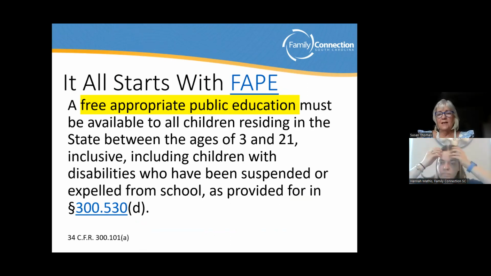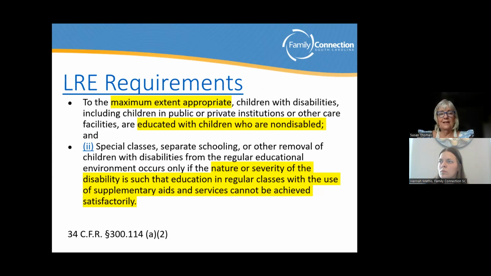And what the law says, and if you've been in special ed, you know this, but we have to make available to all children in our state between the ages of 3 and 21 a FAPE. We have to provide them with that free and appropriate public education. And that includes even students who have been suspended or expelled from school. And so part of FAPE really talks about the least restrictive environment. And that is how we serve children and where we serve them.